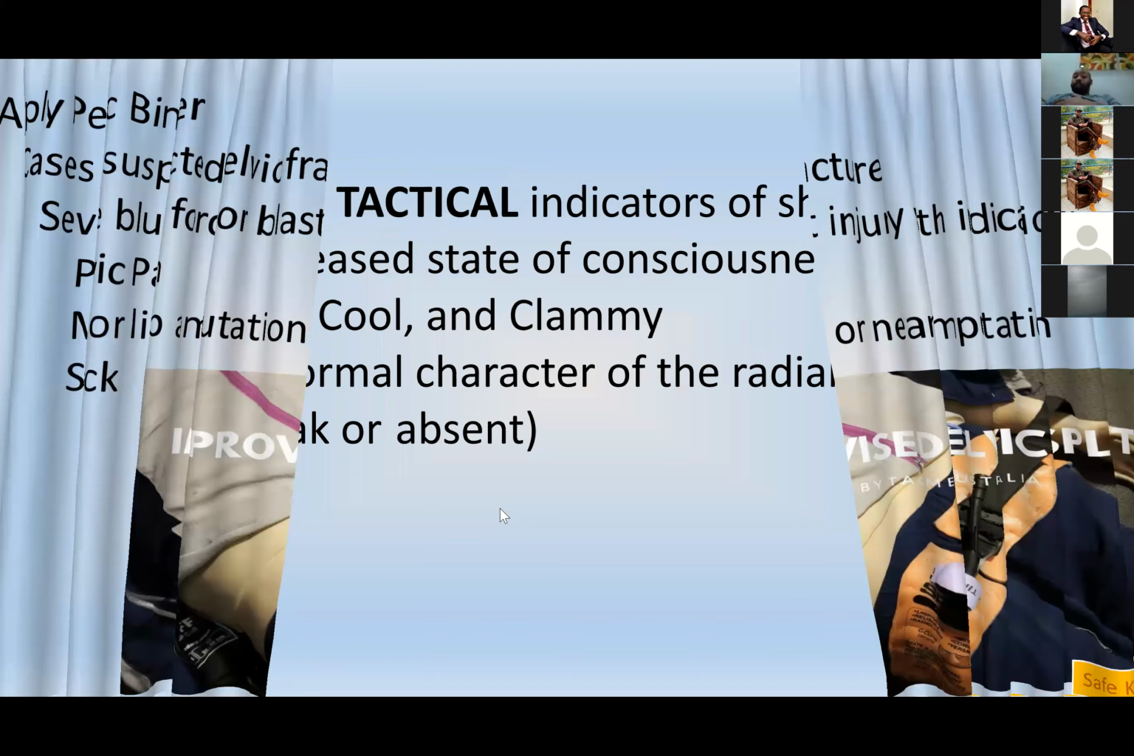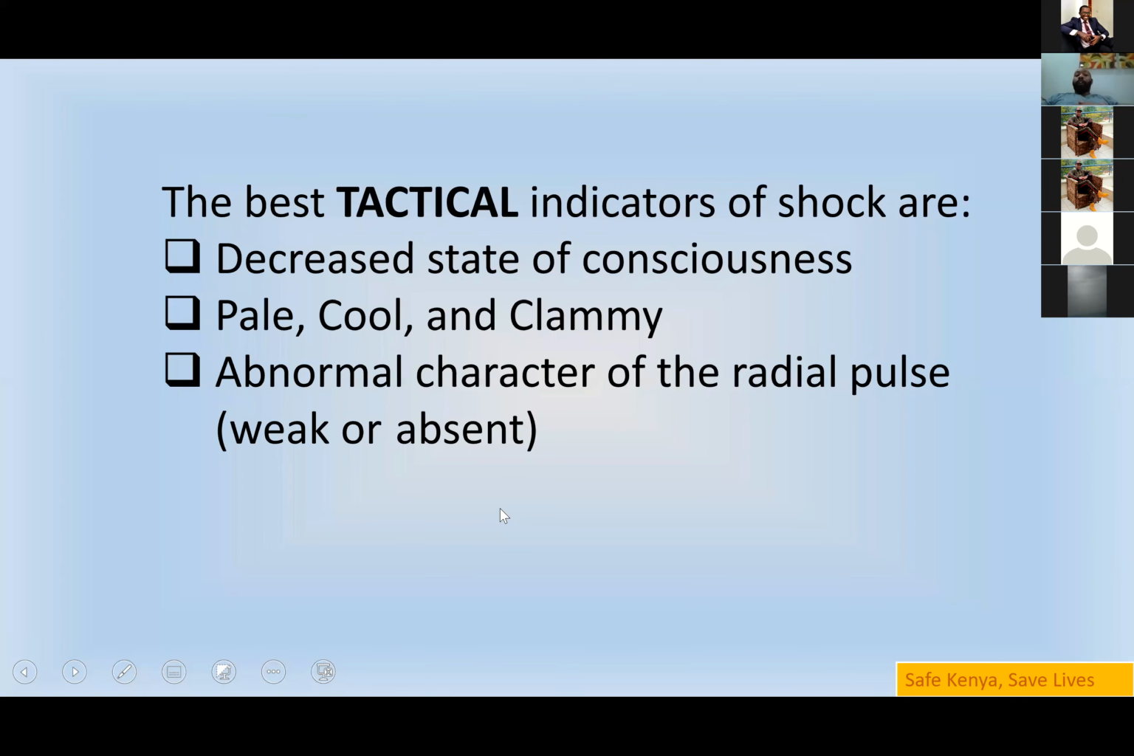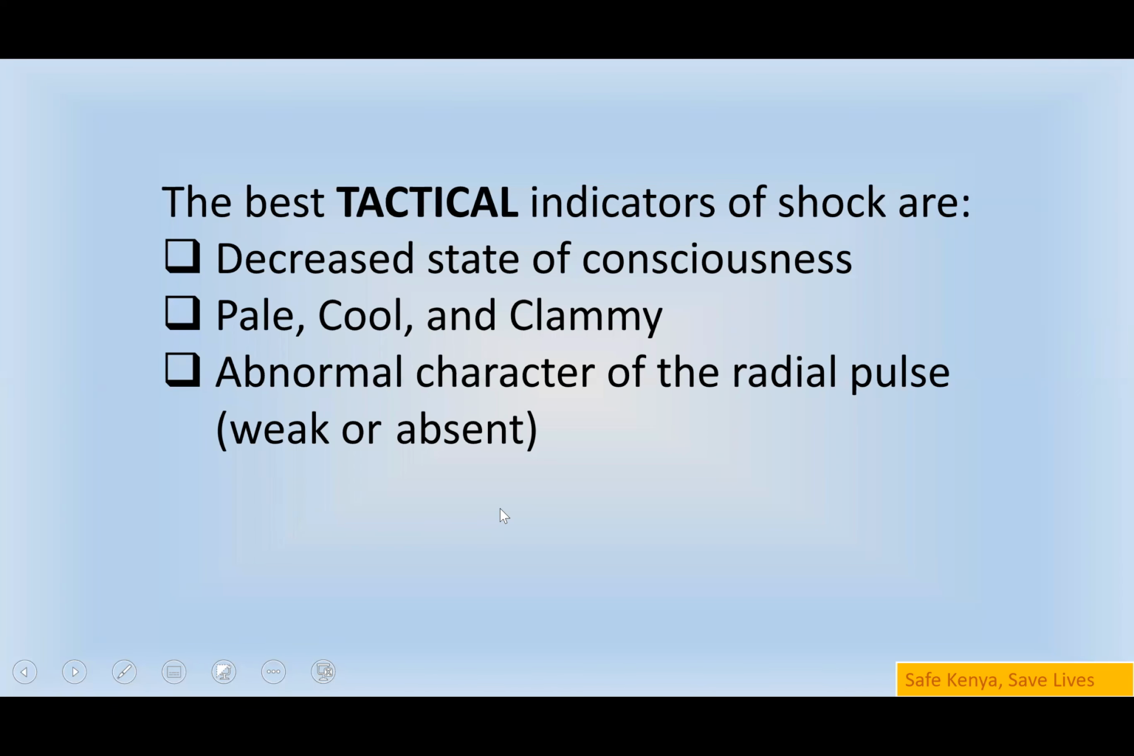So, best tactical indicators of shock. I mentioned it earlier. Best tactical indicator of shock for us is decreased state of consciousness. This is where it's important that we actually trend our vital signs. We trend what's going on with our patients. We talk to the patient. You want to be able to have a conversation with them while you're doing it so you can gauge whether they are starting to decrease on that consciousness level. And it also helps to calm them down in the process. And that's a good way to notice if something is changing with your patient.